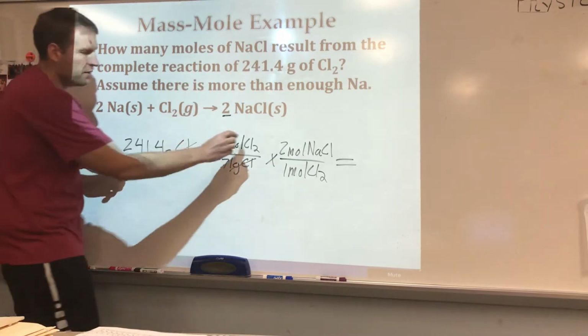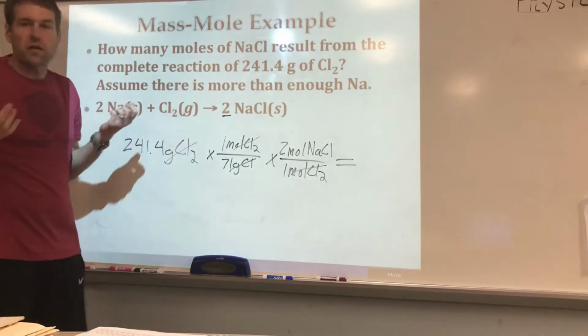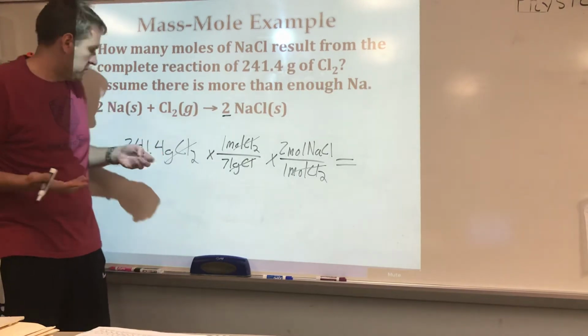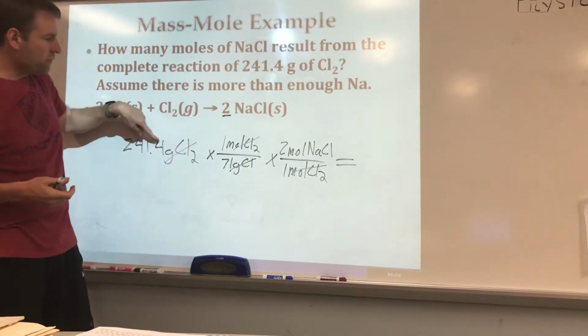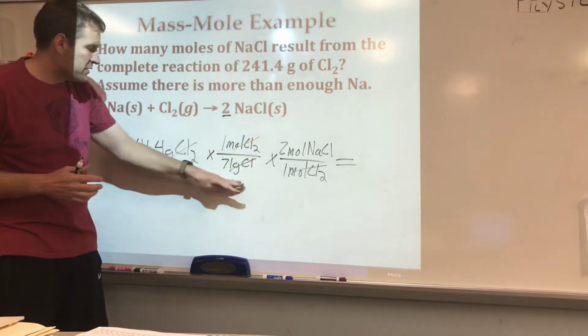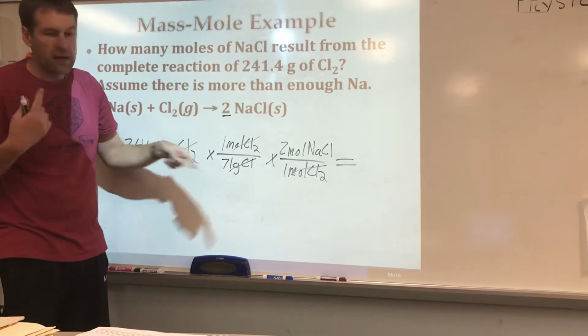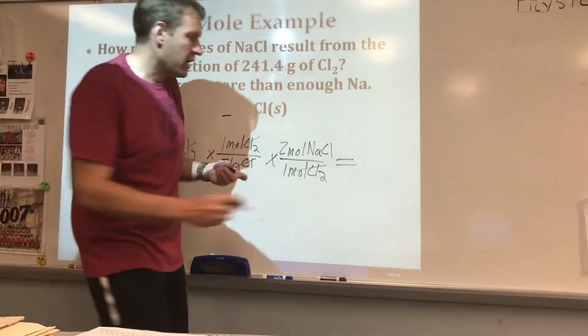So my moles of Cl2 cancel. And now it just becomes a multiplication and division problem. 241.4 times 1 times 2, and then you divide everything that's on the bottom, denominator, which is just 71, and the answer you would get would be 6.8 moles.